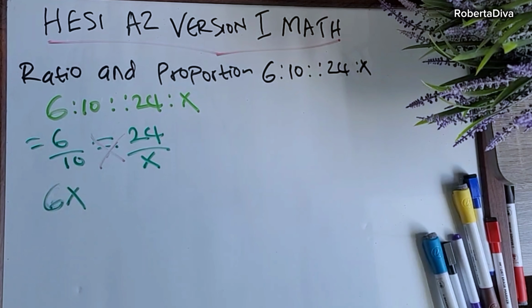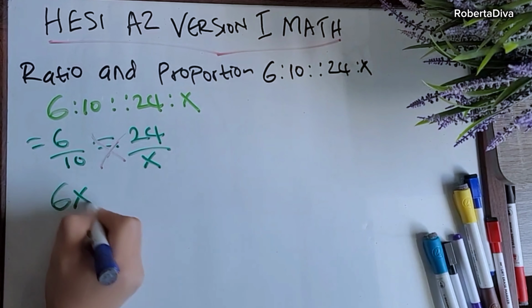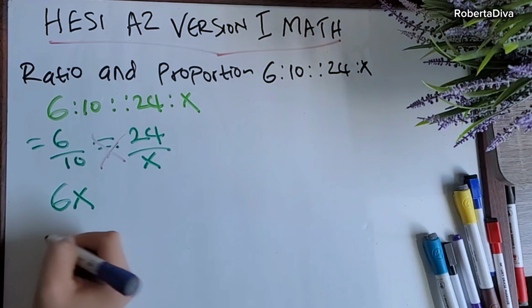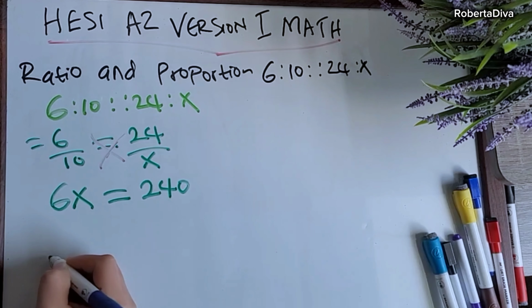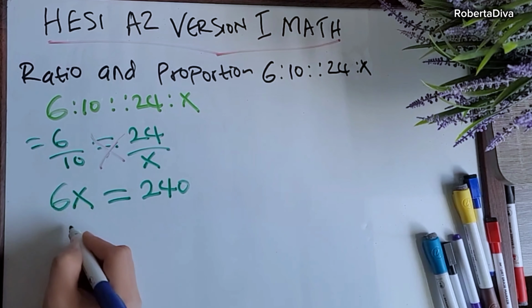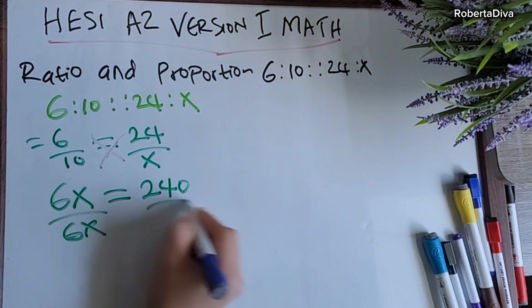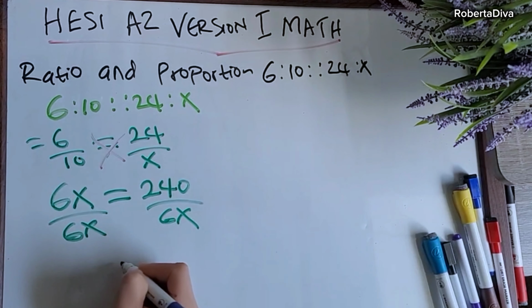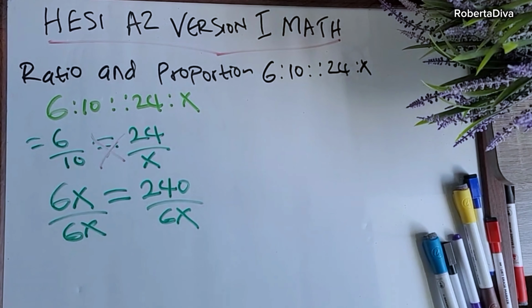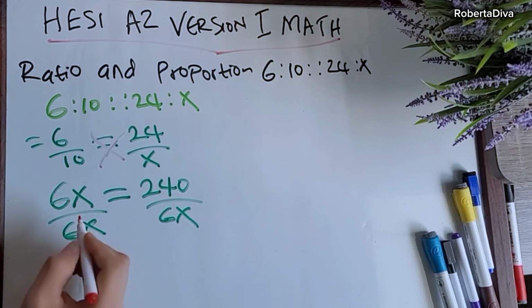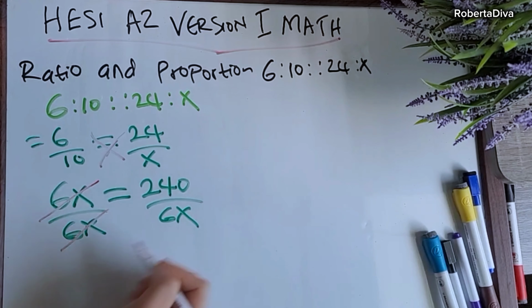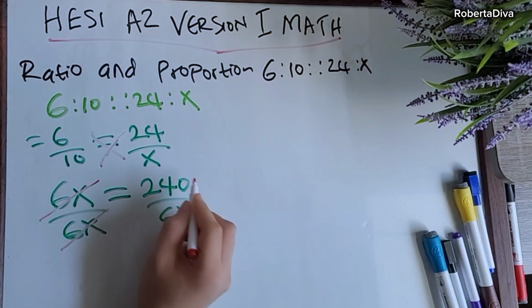Okay. 6 multiply x will give you 6x, and then 10 multiply 24 will give you 240. You remember the next step again? Divide both sides with 6x. Yeah, the one with the x, you divide both sides with the one having the x, okay? So 6x divided by 6x is 1, is nothing, right? Is 1. Then 240 divided by 6x is right.